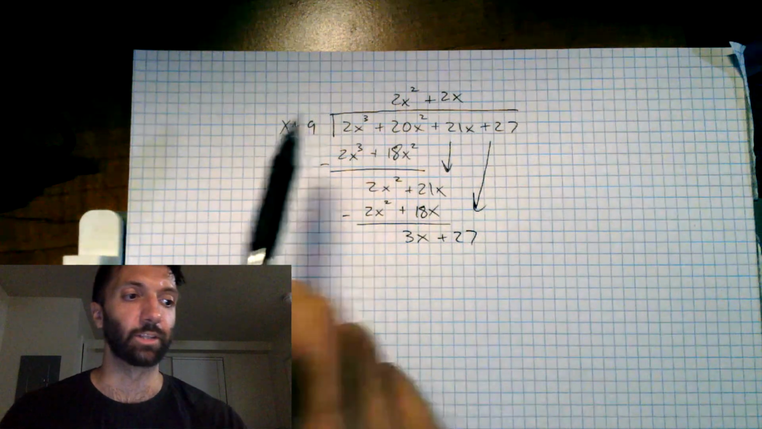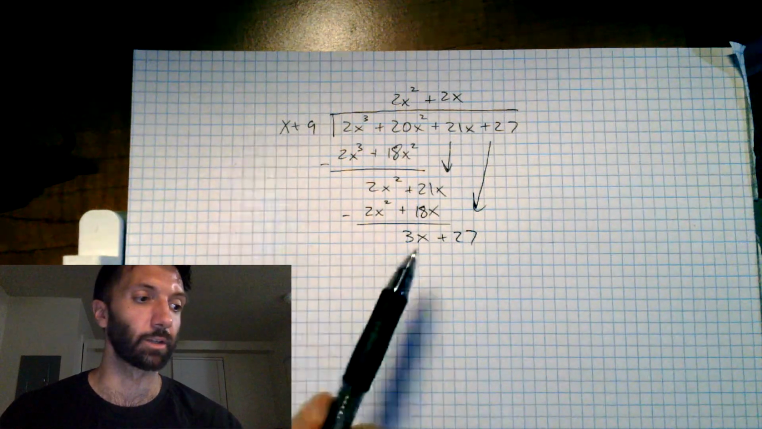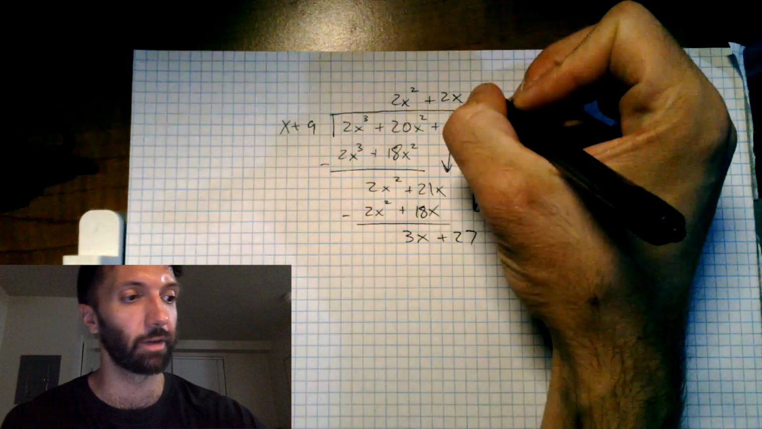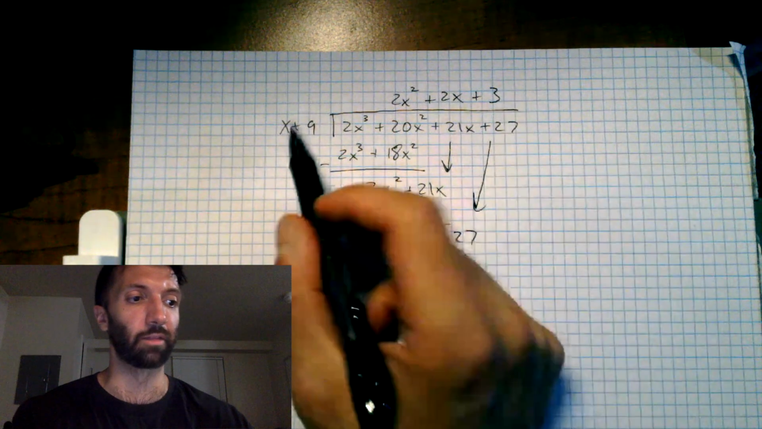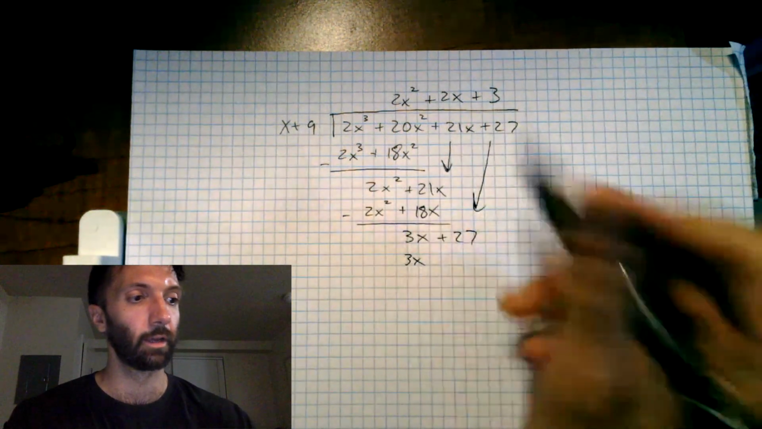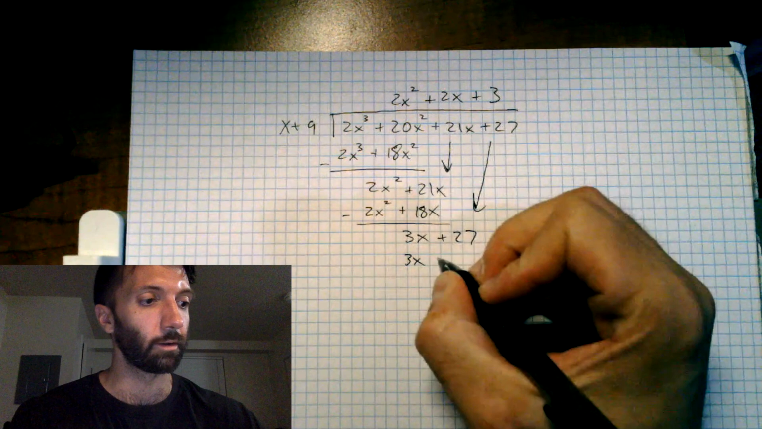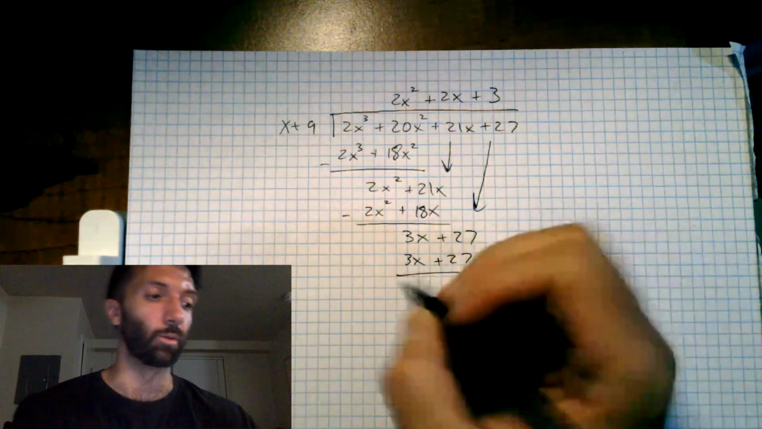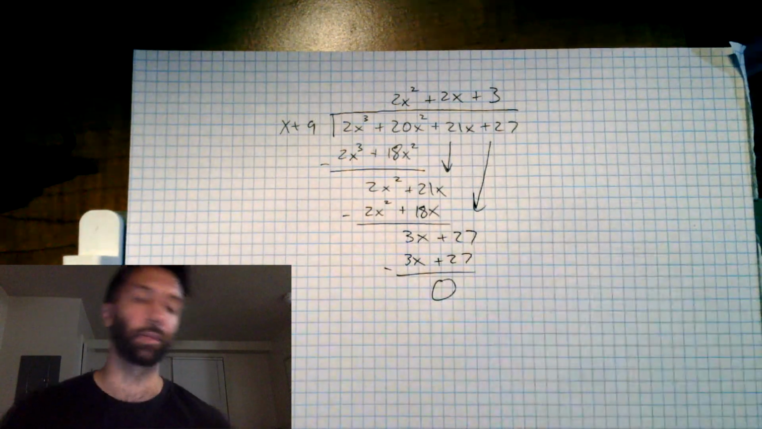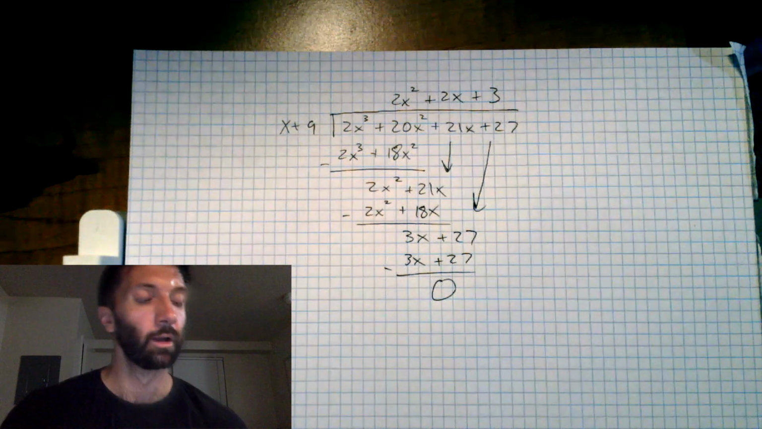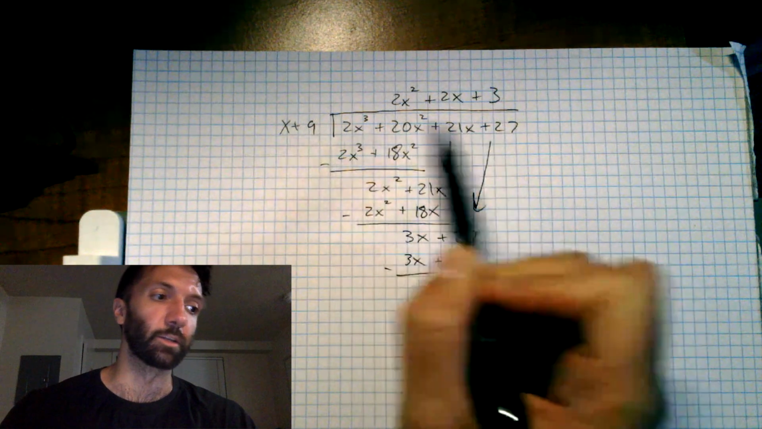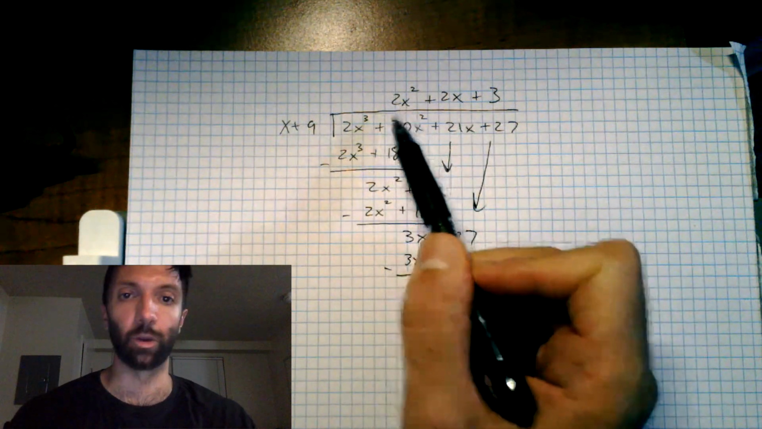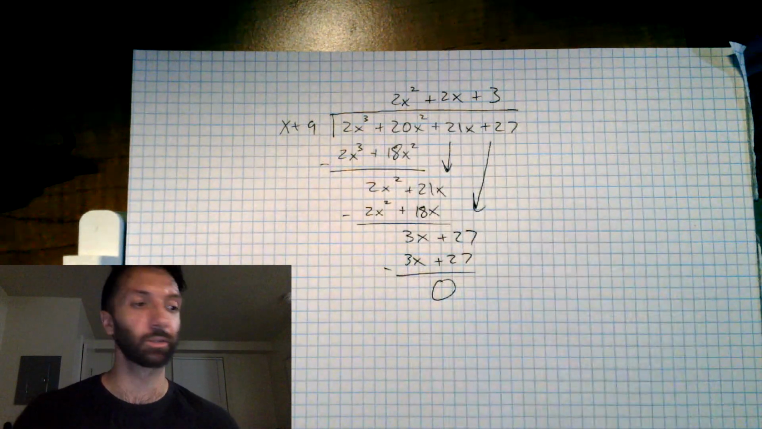All right, and same thing. How many times does x go into 3x? Well, that's going to be 3. And then we multiply the 3 by the x, just 3x. 3 by the positive 9, which is 27. And then we subtract, and we see that our remainder is 0. So x plus 9 goes into this polynomial here, 2x squared plus 2x plus 3 times.